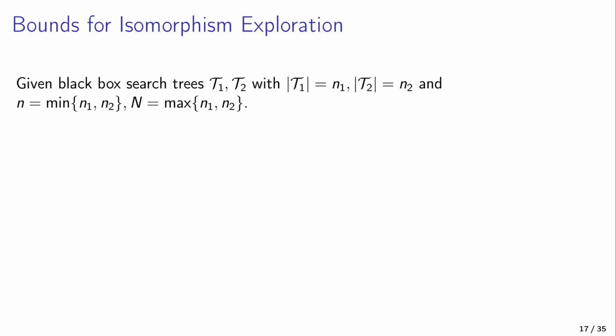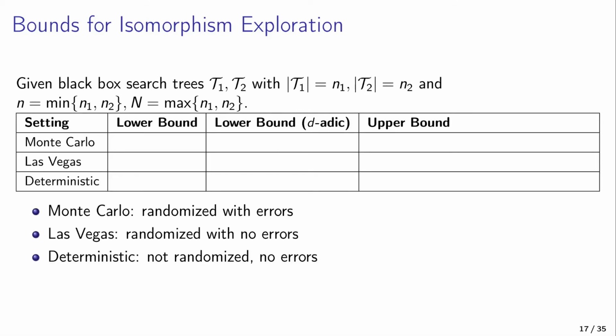Okay, let's now get to work on some bounds for isomorphism exploration, but for that I should first tell you how we actually measure running time. We measure it in the size of the input black box search trees, either the minimum of the size of the two trees, which is denoted with a small n, or the maximum, which is denoted with a capital N. We look at three different kinds of bounds. First, an unrestricted lower bound, then a lower bound for bounded degree trees, and an upper bound.